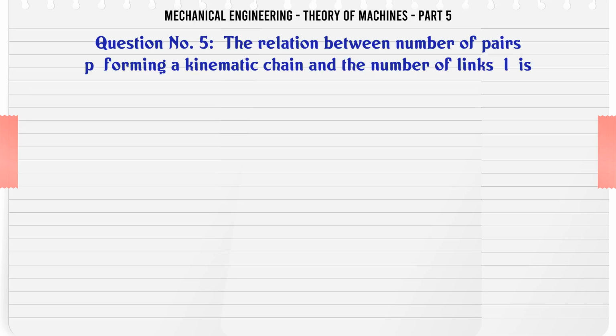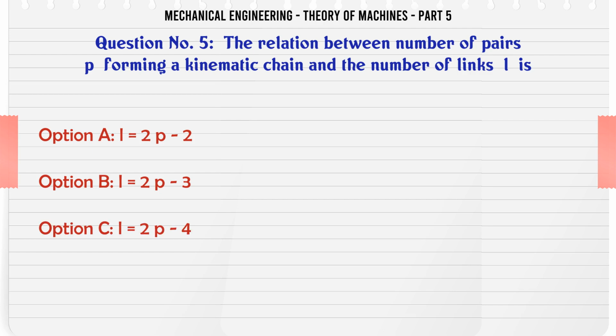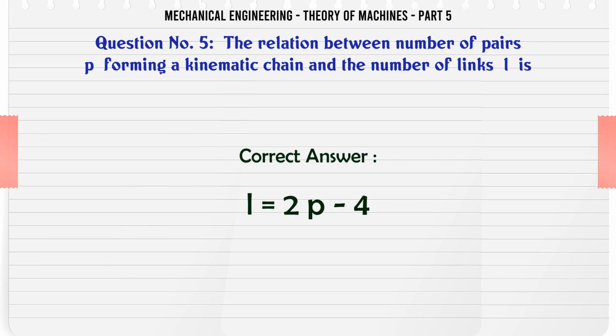The relation between number of pairs P forming a kinematic chain and the number of links L is A. L = 2P - 2. B. L = 2P - 3. C. L = 2P - 4. D. L = 2P - 5. The correct answer is L = 2P - 4.